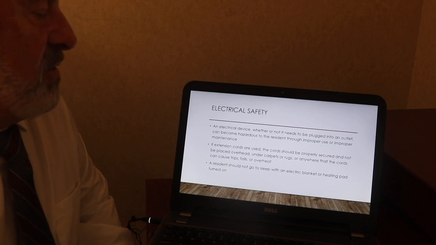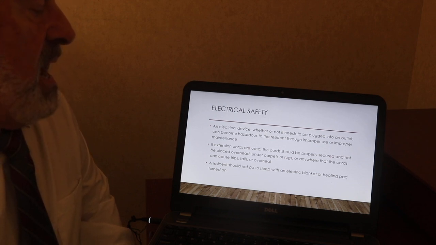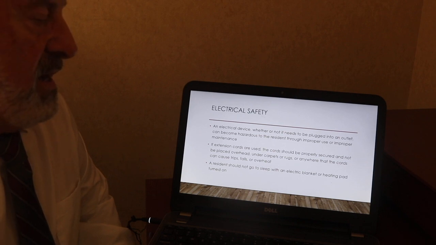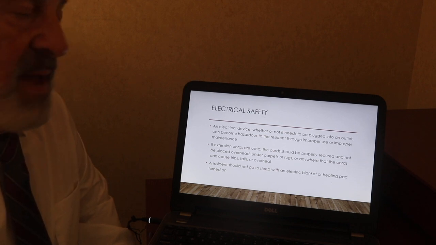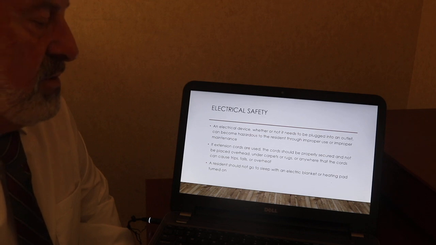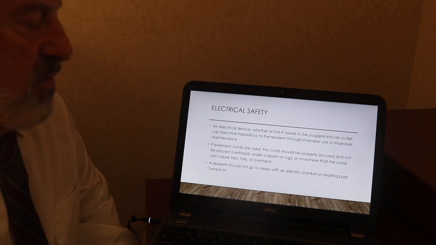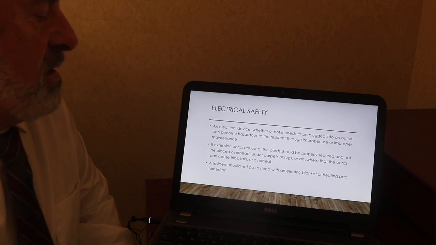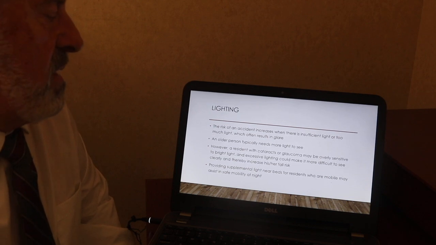Electrical safety is another concern. An electrical device, whether or not it needs to be plugged into an outlet, can become hazardous to the resident through improper use or improper maintenance. If extension cords are used, the cord should be properly secured and not be placed overhead, under carpets or rugs, or anywhere that the cords can cause trips, falls, or overheat. A resident should not go to sleep with an electric blanket or a heating pad turned on.